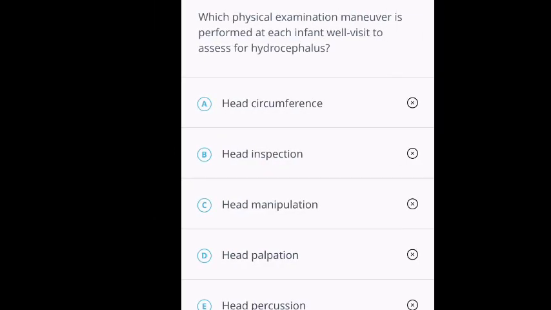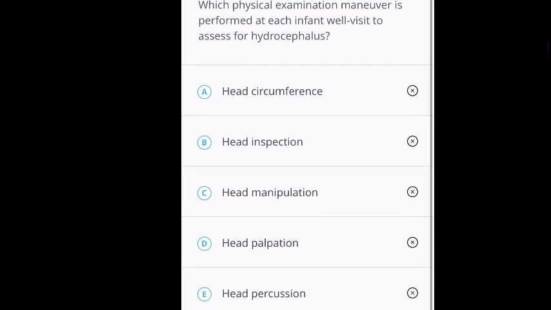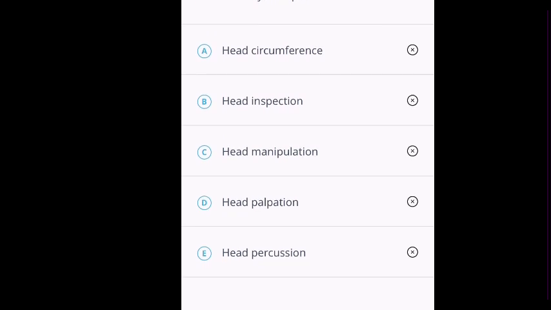Which physical examination maneuver is performed at each infant well visit to assess for hydrocephalus? Head circumference, head inspection, head manipulation, head palpation, or head percussion? The correct answer is head circumference.